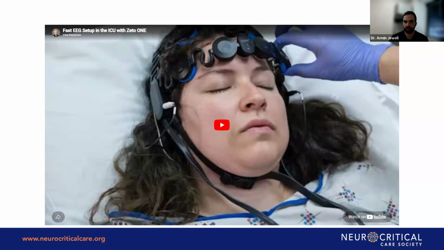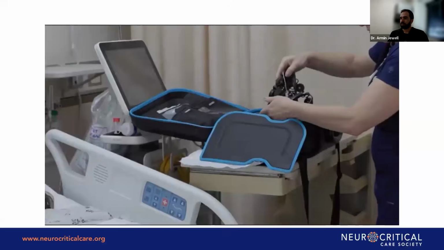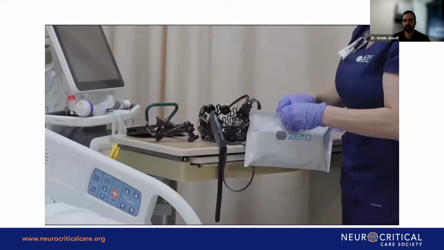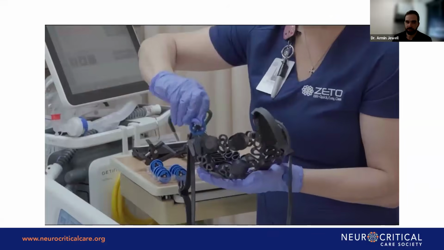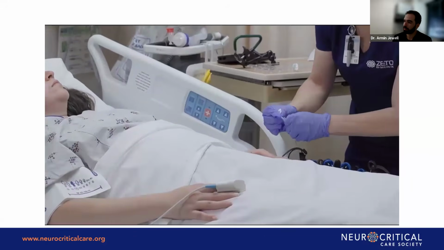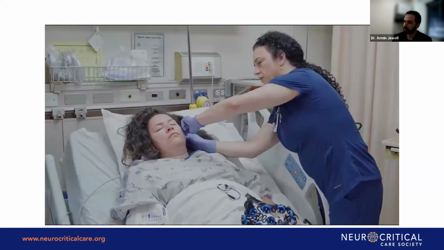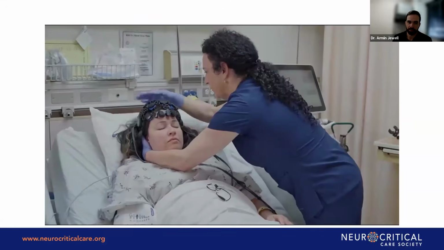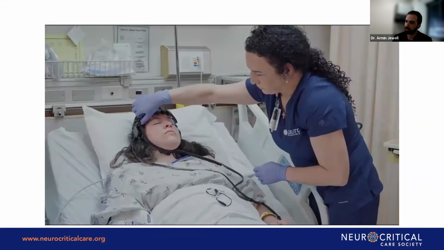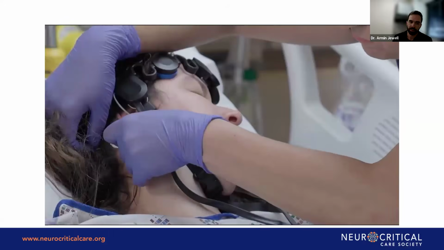Let's see. I don't believe there's any sound. So you can see it's a cap that comes out of the box. These electrodes are what she's showing, and they just snap into the device. He is prepping the skull and the scalp and the surface, and then it's put on just like a cap from the front to the back, attached to the patient, and then it's twisted side to side to get good contact with the skin.